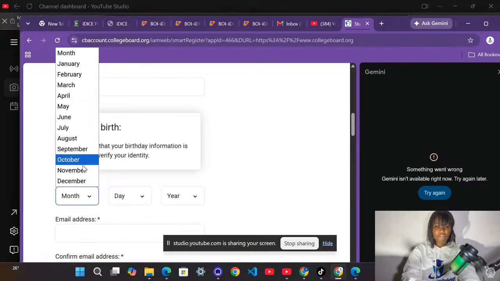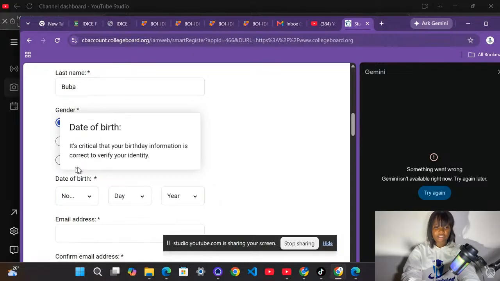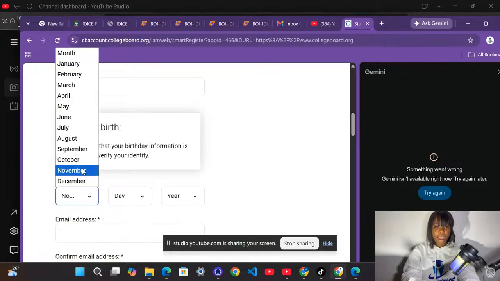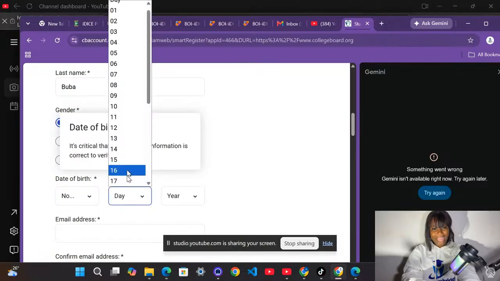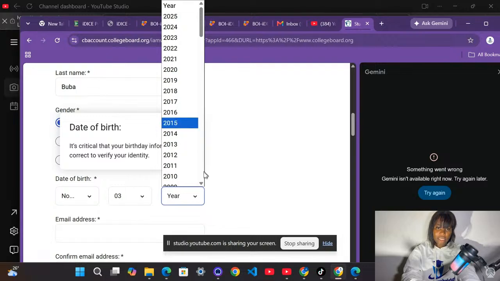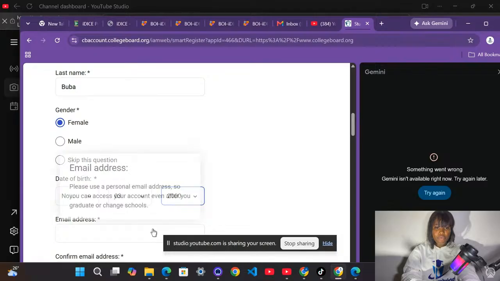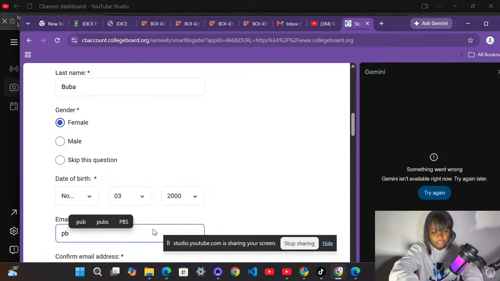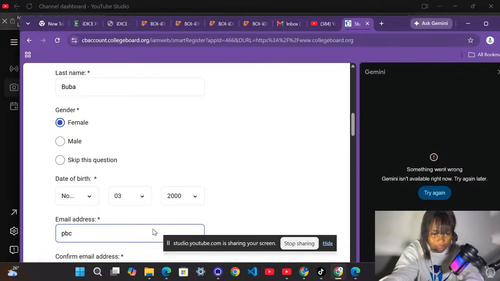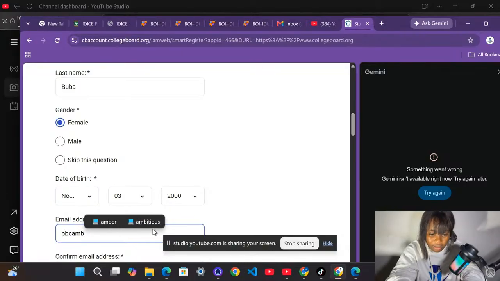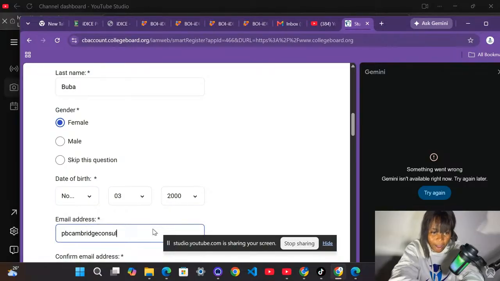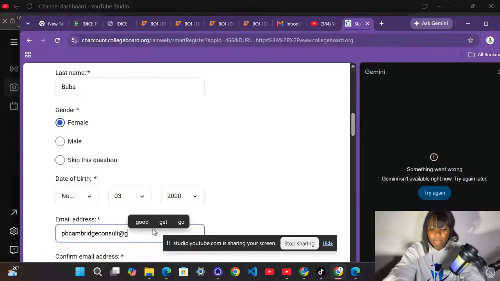I'm just going to choose a random date of birth. Just make sure you fill in your date of birth here. So I'm going to put in my email address, the PB Cambridge email, so I can get the verification immediately. Make sure you use an active email so you can confirm your account immediately. Gmail.com.